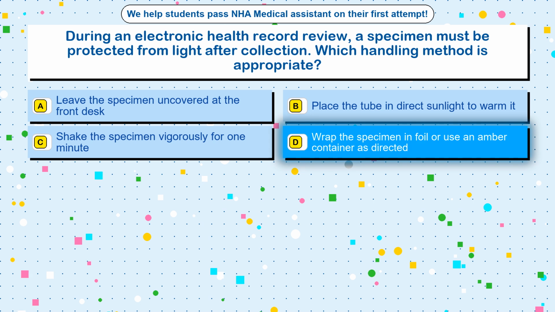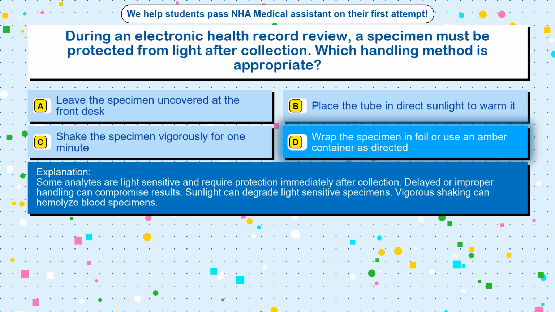The correct answer is option D. Wrap the specimen in foil or use an amber container as directed. Some analytes are light sensitive and require protection immediately after collection. Delayed or improper handling can compromise results. Sunlight can degrade light sensitive specimens. Vigorous shaking can hemolyze blood specimens.